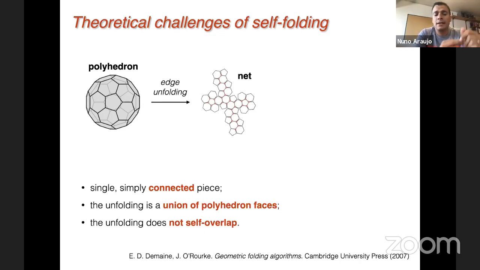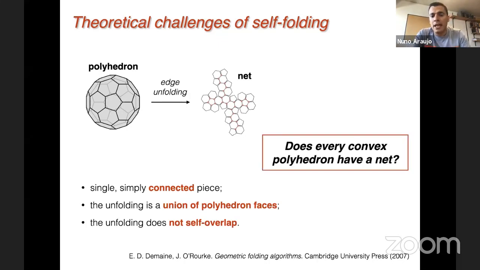The third one is that the unfolding should not overlap, because what we have in mind is that you can cut this net out of a two-dimensional material, and for that it cannot overlap. And so the first question is, does every convex polyhedron have a net? And though there is no formal proof that the answer is yes, we believe that the answer is yes, just because up to now, nobody has managed to find a convex polyhedron structure for which there is no net. But this is still one of the open questions in the field.